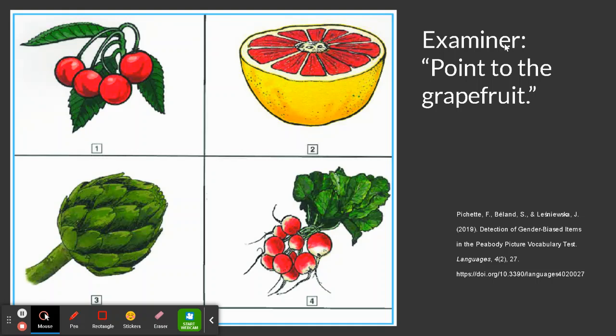The examinee would then point to the word, or point to the picture rather, that they associate with the word grapefruit. The tester can then continue to stay on this page and perhaps then say, okay, now please show me the artichoke. And the examinee would then point to that picture.